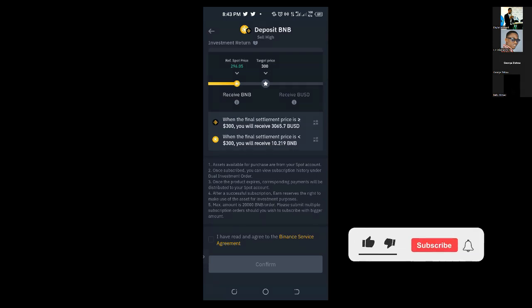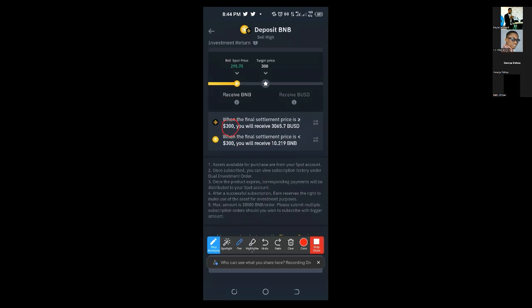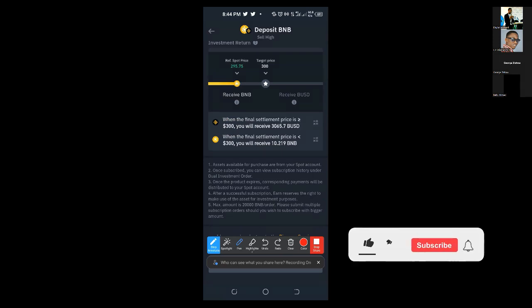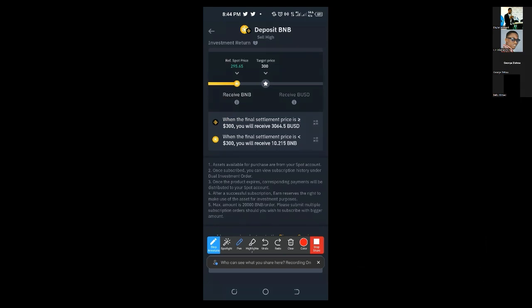So we decided to sell our BNB at 300, which is what is noted here, okay? So what is said here is that when the final settlement price is greater than or equal to 300, you will receive 3,065 BUSD, okay? So when you are selling a non-stable token, when it is sold, you are settled in BUSD, all right?